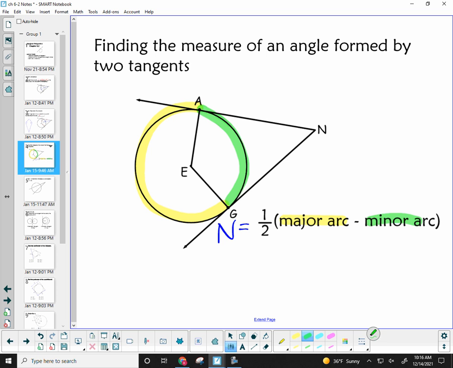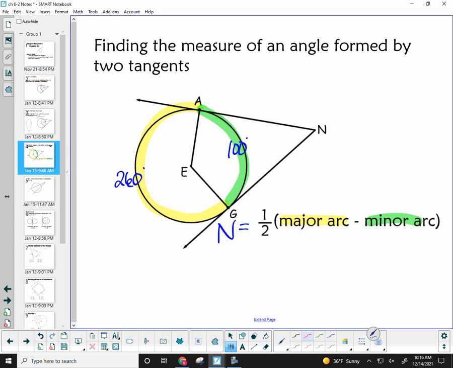So, for example, if I gave you, let's say that this is 100 degrees. This minor arc is 100 degrees. Can we find the major arc then? Yep, how am I going to do it? 360 minus 100 would give me 260, right?